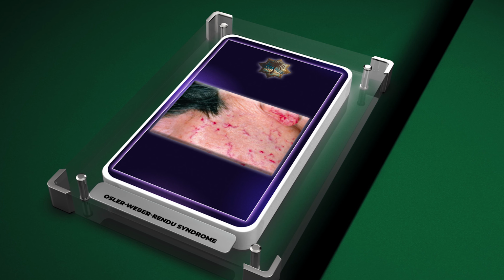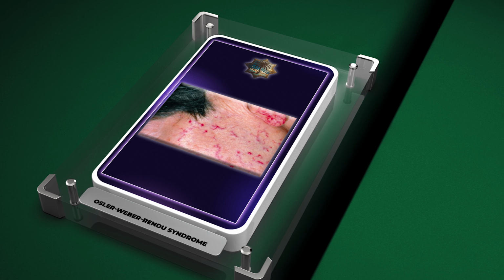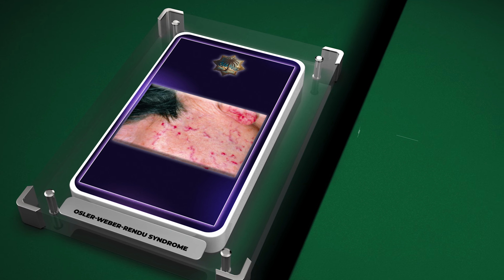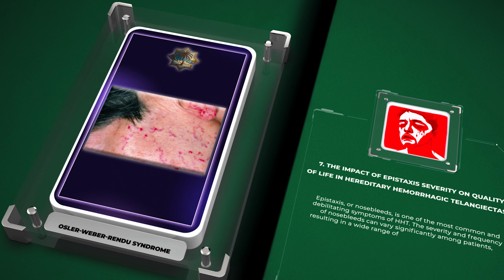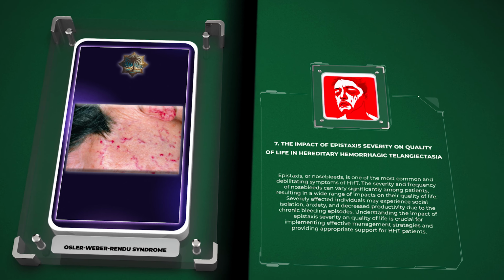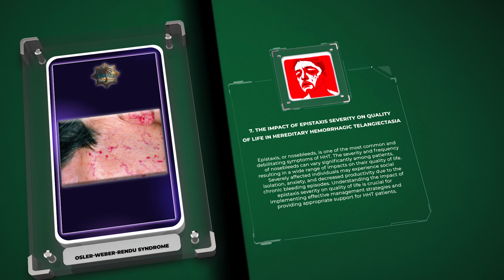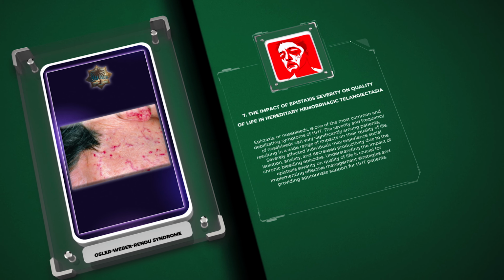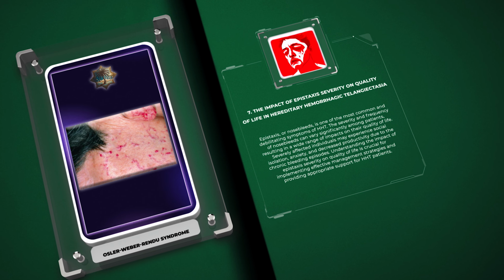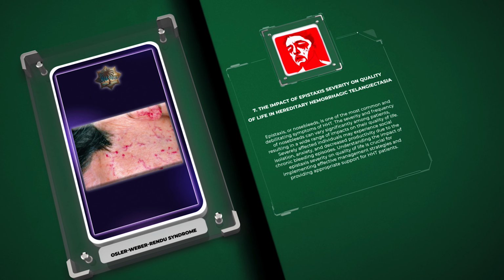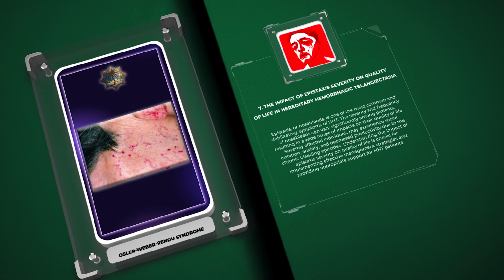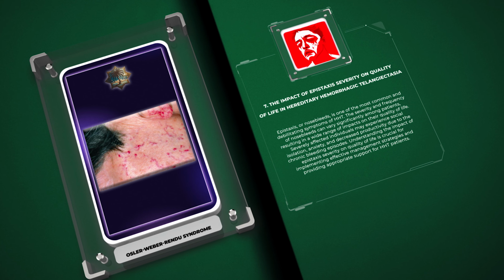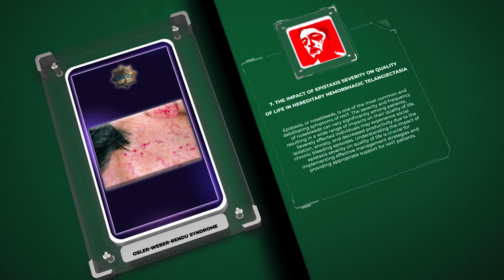Epistaxis, or nosebleeds, is one of the most common and debilitating symptoms of HHT. The severity and frequency of nosebleeds can vary significantly among patients, resulting in a wide range of impacts on their quality of life. Severely affected individuals may experience social isolation, anxiety, and decreased productivity due to the chronic bleeding episodes. Understanding the impact of epistaxis severity on quality of life is crucial for implementing effective management strategies and providing appropriate support for HHT patients.